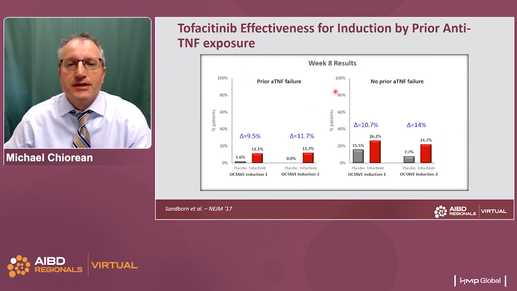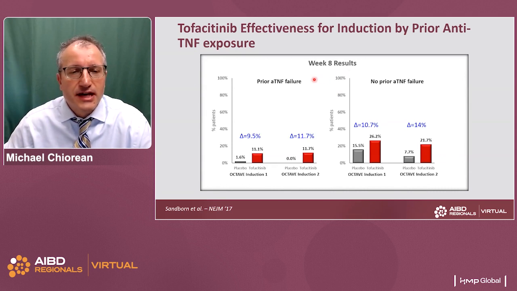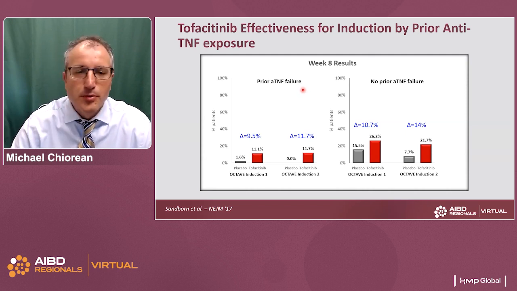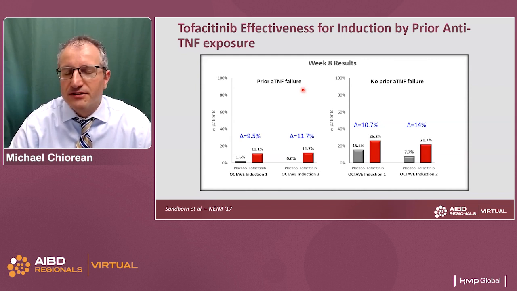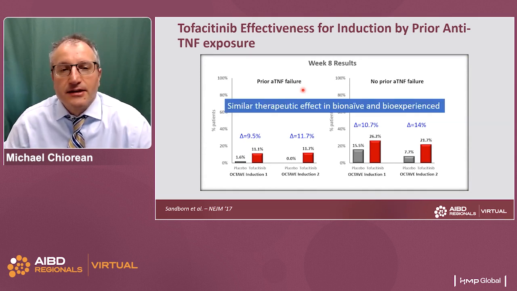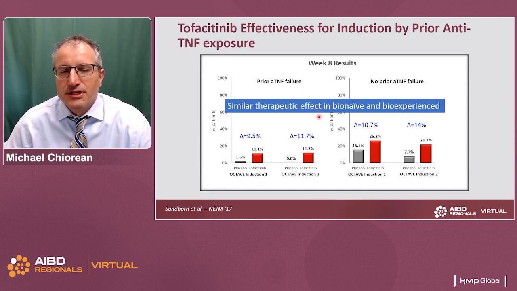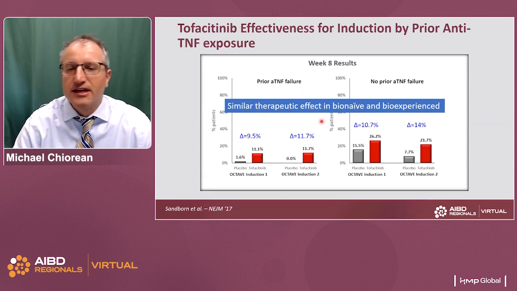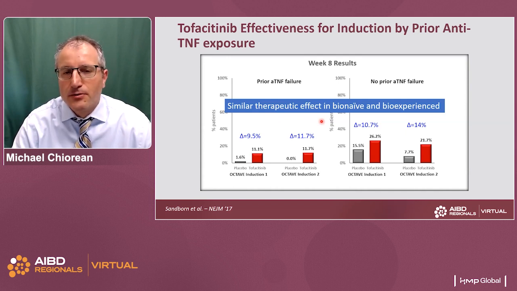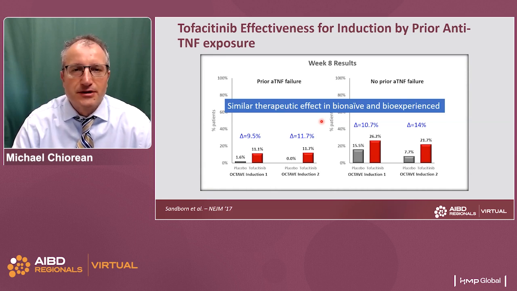What's important here, though, is this is the induction data stratified by prior anti-TNF experience. So on the right side are bio-naive patients. On the left side were patients who had failed anti-TNF. And while the magnitude of response is higher in patients who are bio-naive, the important part here is that the therapeutic effect or the effect difference is very similar between bio-naive and bio-experienced patients, so that the likelihood of response or number needed to treat is actually very similar whether the patient is bio-naive or bio-experienced. And this actually plays out. We're going to talk about the positioning of this specific JAK inhibitor in the treatment paradigm.